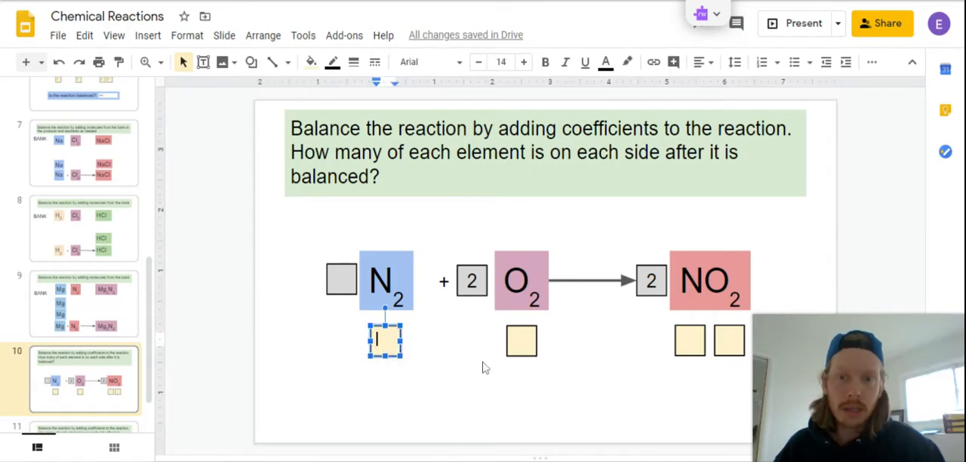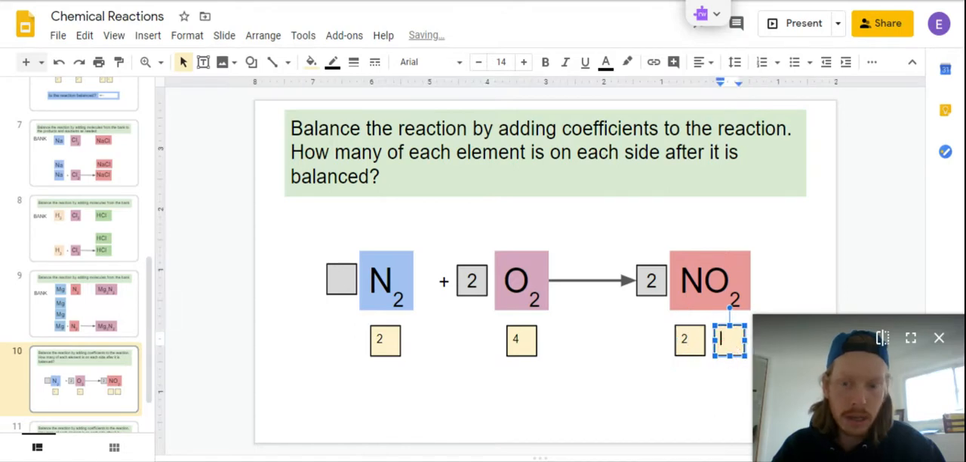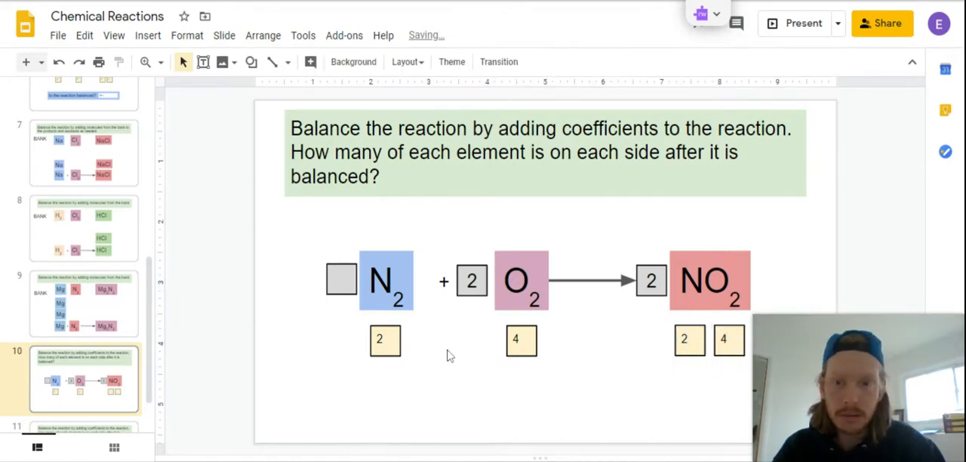Okay, so this is where I put this down. So I should have done this the first time. So to double check, I have 2 here. I have 4 oxygens. I have 2 nitrogens and 4 oxygens. 2 and 2, 4 and 4. Looking good. I am happy about that.